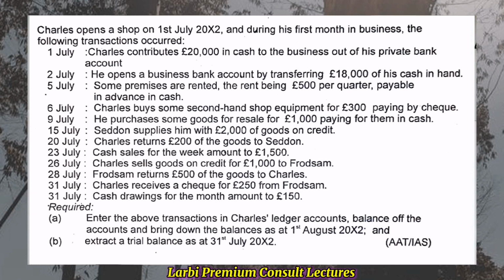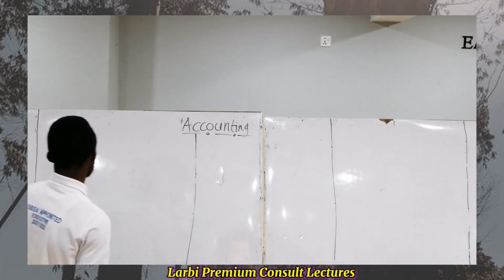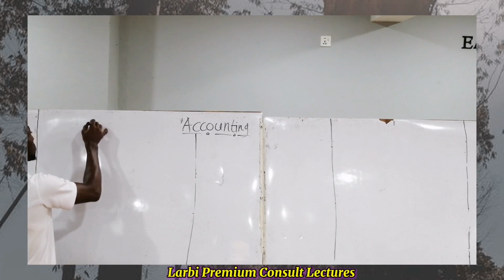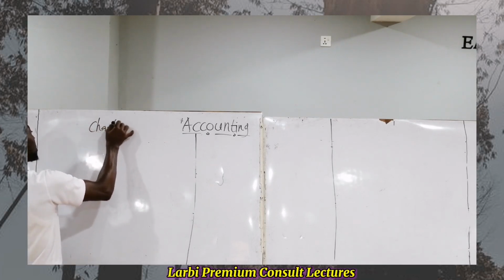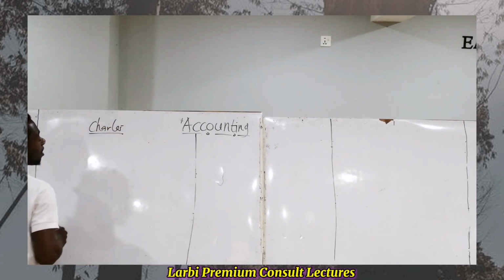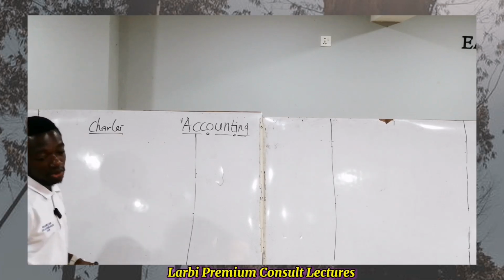So this is the question you have been given. Let's walk through this and see how the recording process is undertaken. The first thing we want to do is write the name of the business, which is called Charles, and underline it nicely. Then we come to the transactions.